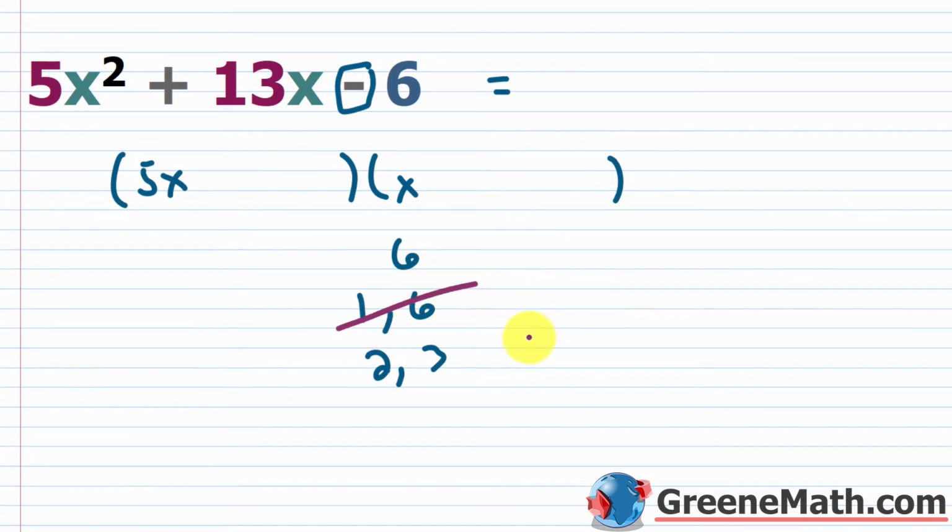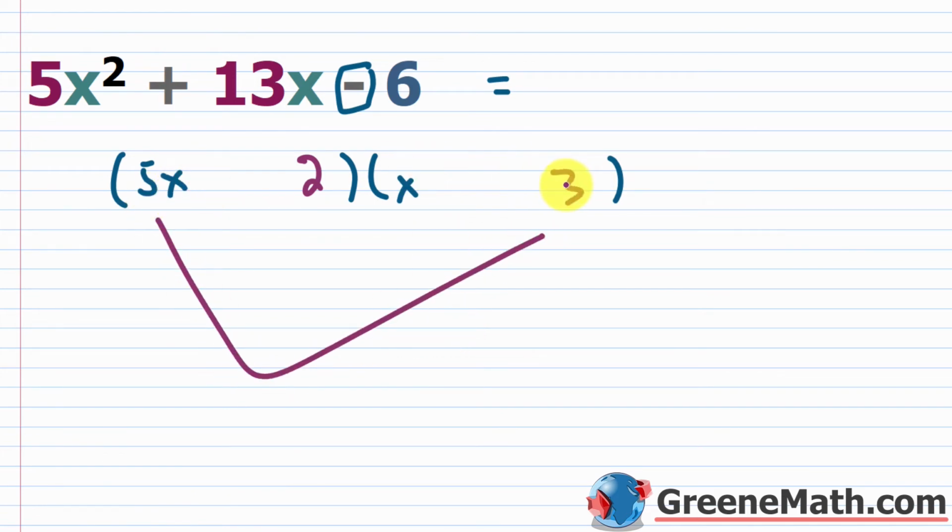So next, I'm going to have 2 and 3. So I could put 2 here and 3 here. The outer would be 15. The inner would be 2. 15 minus 2 would give me 13, so it looks like that's what I'm looking for. Again, you just have to work out the signs. This guy right here, the 5x times the 3, needs to be bigger, right, because this is a plus. So I'm going to put a plus here so I can get a 15x here. And I'm going to put a minus here so I can get a negative 2x here. 15x minus 2x would give me that plus 13x that I'm looking for. So this guy factors into 5x minus 2, this quantity, multiplied by the quantity x plus 3.